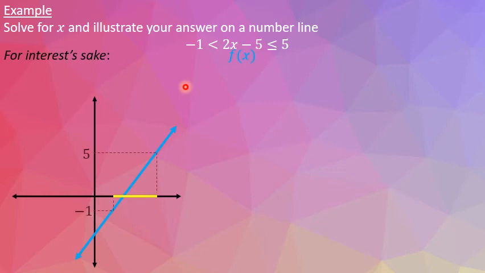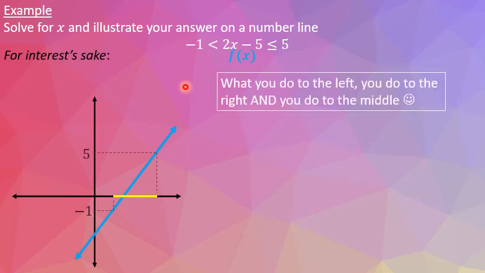Now, you don't actually need to know that to solve this inequality. You just treat this inequality like an equation. However, what you do to the left, you do to the right, and you do to the middle. So let's get x all by itself. First things first, we want to get rid of that negative 5. So how do we undo subtraction? We add. But what you do to the left, you do to the right, and you do to the middle.